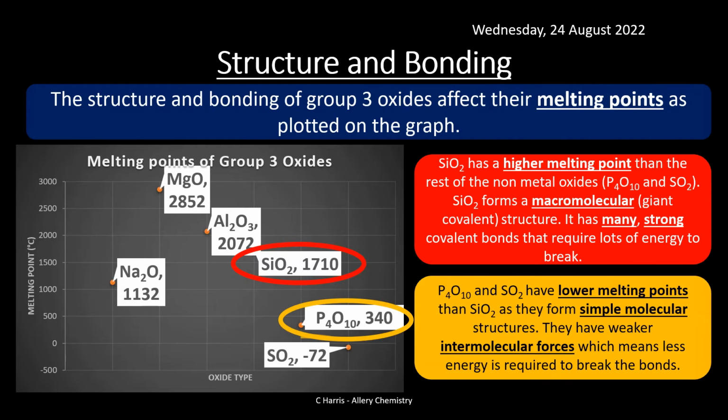Naturally, if we look at phosphorus and then sulfur dioxide at the bottom, these have much lower melting points. As we've seen before, they have simple molecular structures. We're really looking at intermolecular forces being broken when we're talking about the melting points of these substances here. And because the intermolecular forces, i.e. van der Waals forces, are weaker than breaking covalent bonds, these have lower melting points.